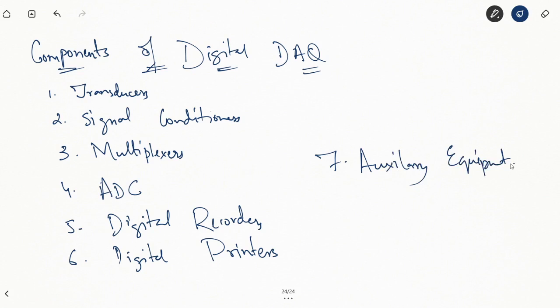So you have all of these devices. You have the transducer, the signal conditioners, etc. Apart from that, for interface between A to D, you need the ADCs, you need digital recorders. Now here you need digital printers, and you might need some other auxiliary equipments, and these equipments can be used to perform certain functions like amplification, linearization, saturation, etc. So you can have different devices.